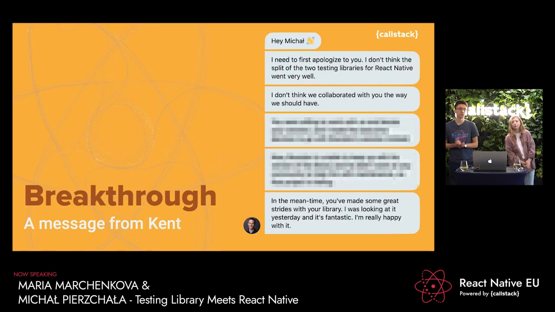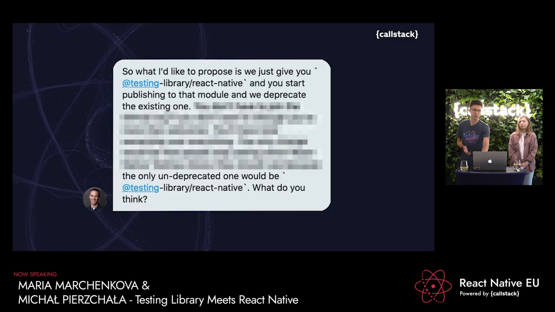And soon after the V2 release, Kent approached me with this message on Twitter. It's from our private conversation, where he's apologizing for the situation that has arisen since releasing the Native Testing Library and reflecting on how we could have done better at collaborating with each other. He mentions that the official library lacks maintenance, while we did a great job maintaining ours. It's a real breakthrough in the communication between the libraries.